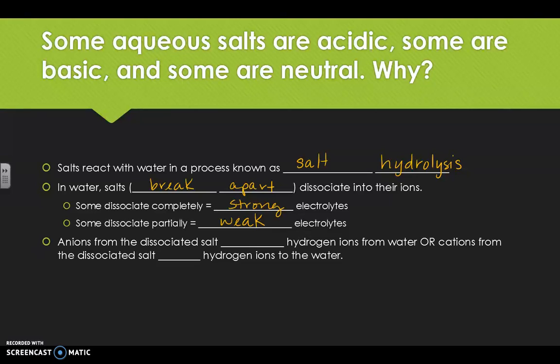When they dissociate, the anions from the dissociated salt are going to take hydrogen ions away from the water, and the cations from the dissociated salt can actually donate hydrogen ions to the water if it breaks apart and forms hydrogen. So it can donate those hydrogen ions to water.